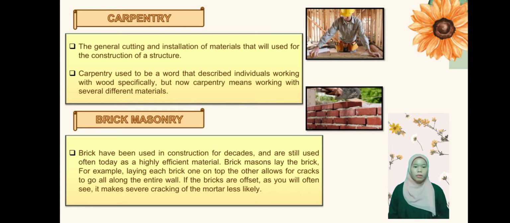Okay, number 5 is the activity brick masonry. Okay, bricks have been used in construction for decades and are still used often today as a highly efficient material. Brick masons lay the bricks, for example, laying each brick one on top of the other. Otherwise a crack would go along the entire wall. Okay, if the bricks are offset, as you will often see, it makes severe cracking less likely.